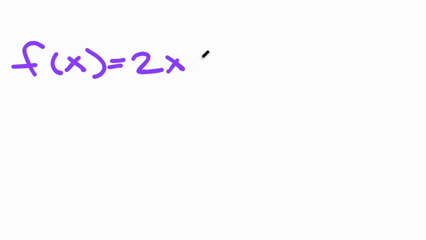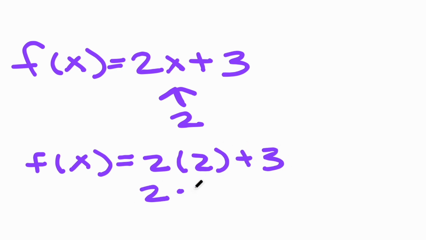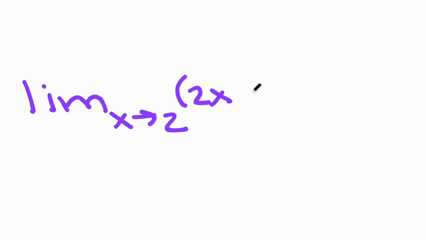For example, let's take the function f(x) = 2x + 3. What happens as x approaches 2? We substitute x with 2, and we get f(2) = 2 times 2 plus 3 = 7. So the limit as x goes to 2 for the function 2x + 3 would be 7.